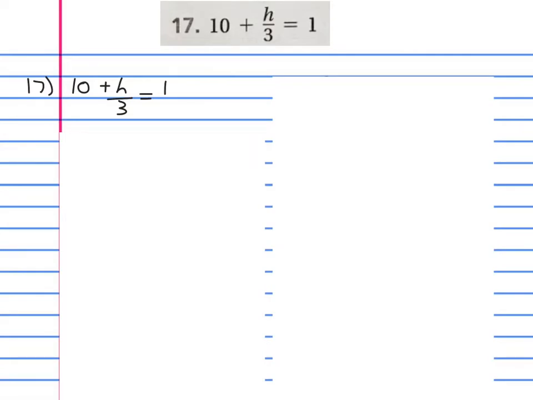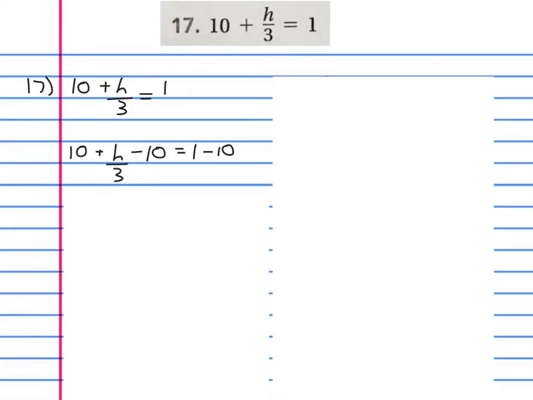Well, we're looking at this and saying h divided by 3 is getting 10 added to it. That's the last thing that's happened in order of operations, that plus 10. So we undo it with a minus 10. So we write what was originally there, 10 plus h over 3, and then I write minus 10 at the end of it. Okay, equals 1, what was originally there, and then minus 10. We subtracted 10 from both sides.